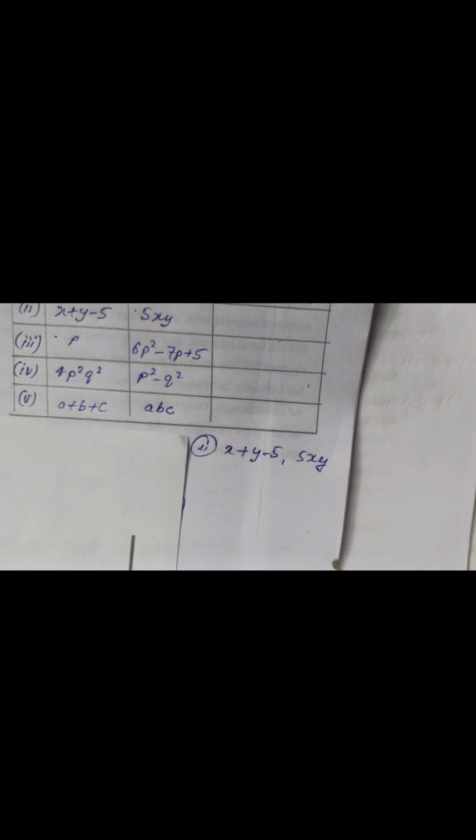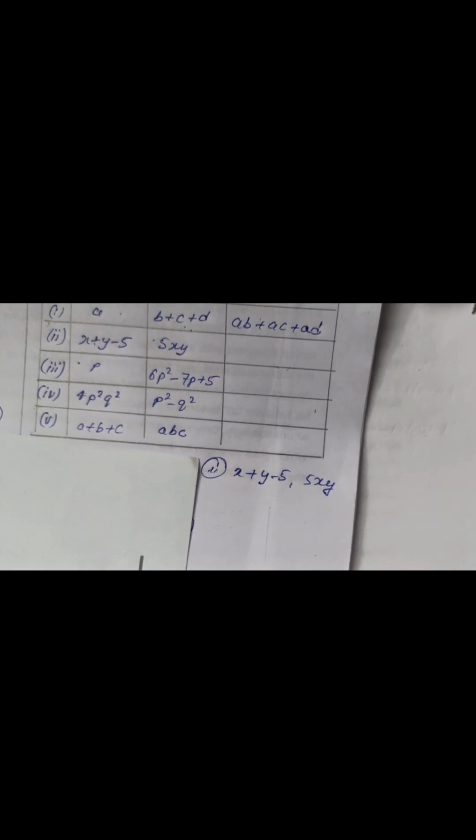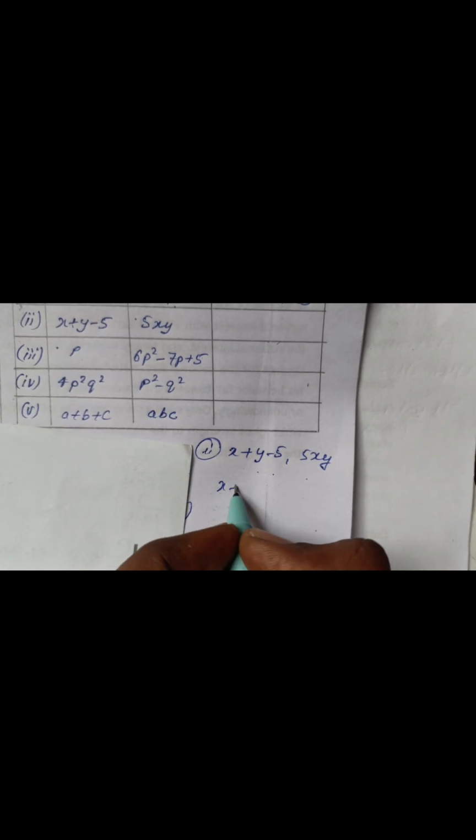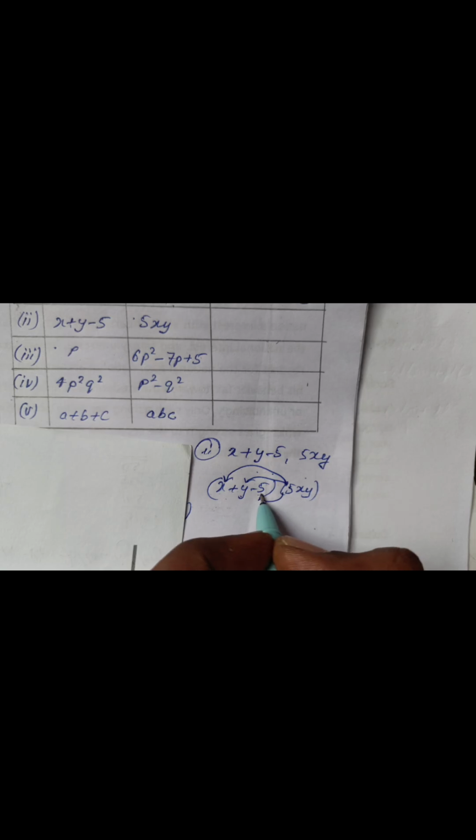So now let's multiply this. Here x plus y minus 5, times 5xy. So we need to multiply this term with the entire expression, these three terms. First we'll multiply with x, then with y, then with 5.